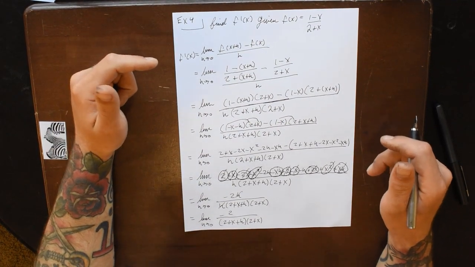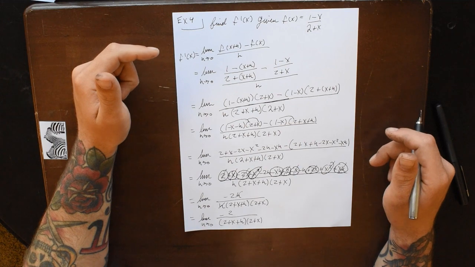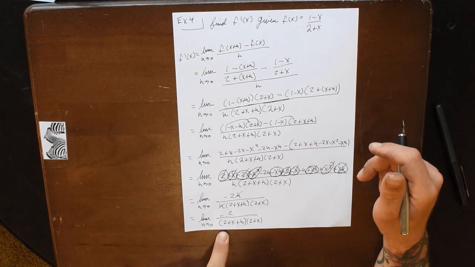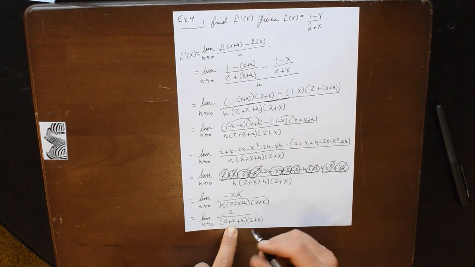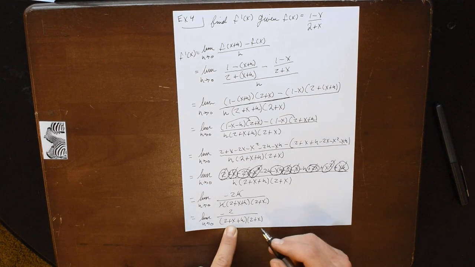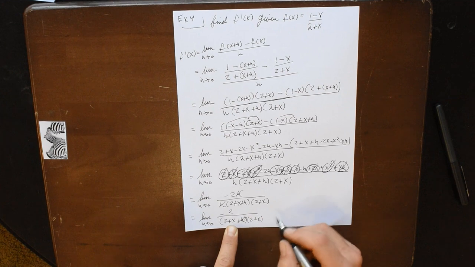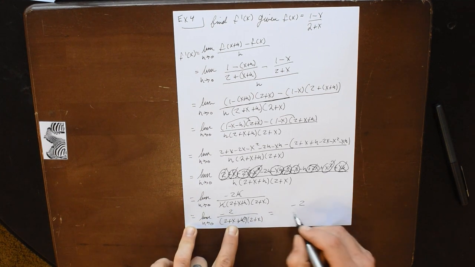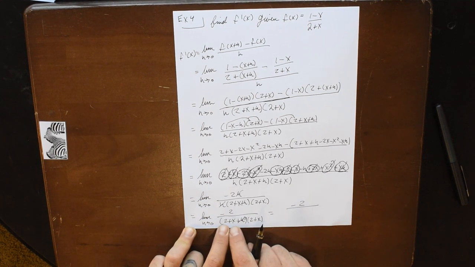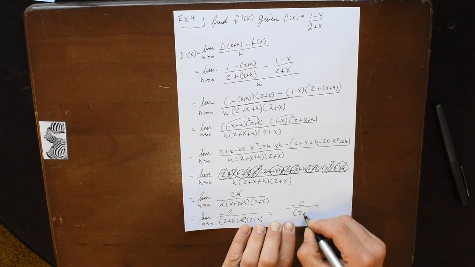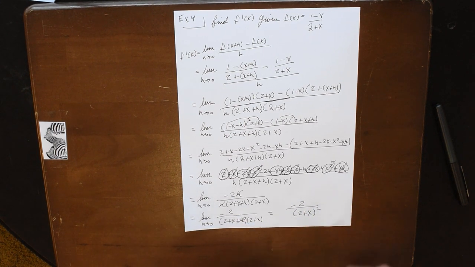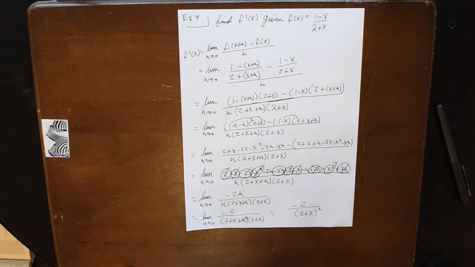So let's go through, and then let's finish this up. As we plug h equals 0 into this limit, it won't violate the domain of this function, so we are free to do that. That'll give us negative 2 in the top, and we have a 2 plus x times a 2 plus x to give us a 2 plus x quantity squared. I have found my mistake.